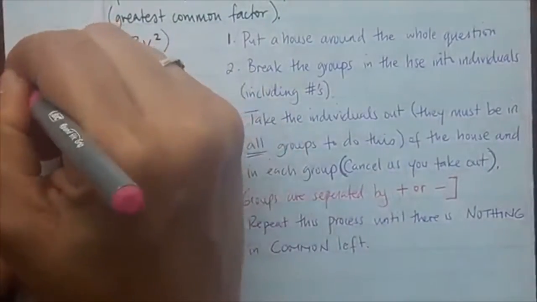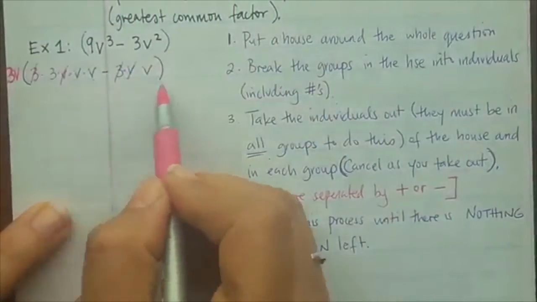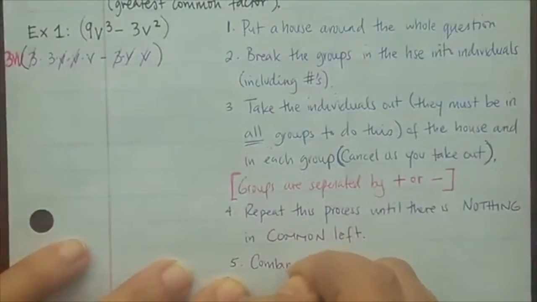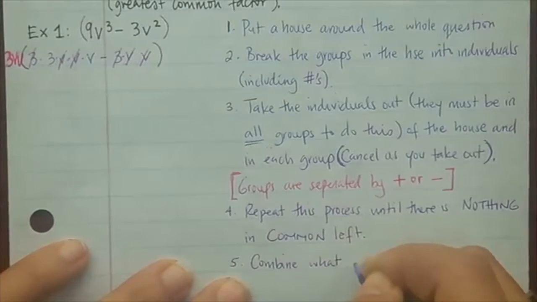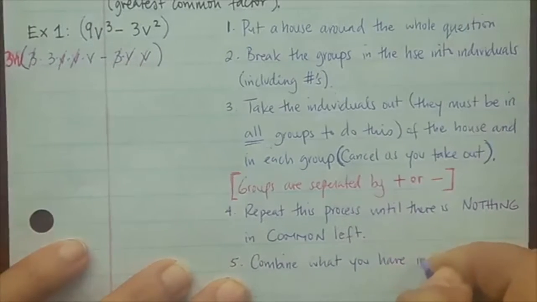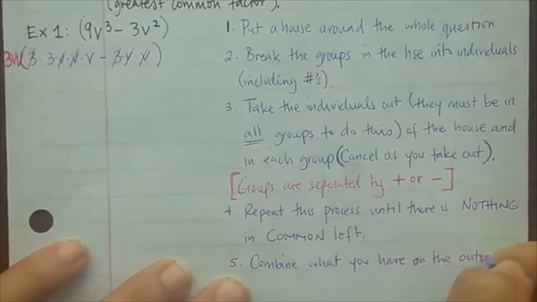So what else can I take out? I can take out a V and I cross it out from both. I can take out another V and cross it out from both. So every time I take it out, I just put it outside and I cross it out. All right, once you've done all that, combine what you have on the outside and write out what's left in the house combined.